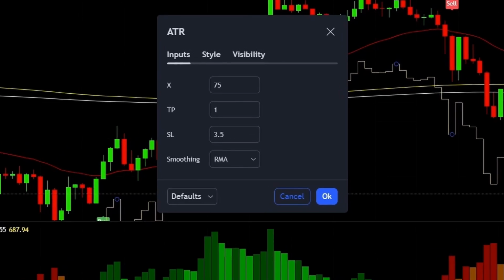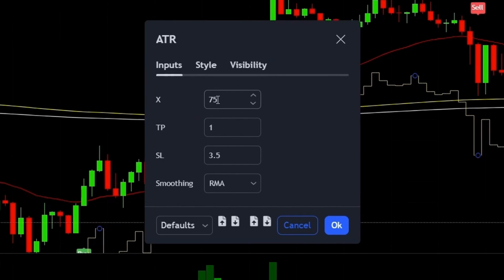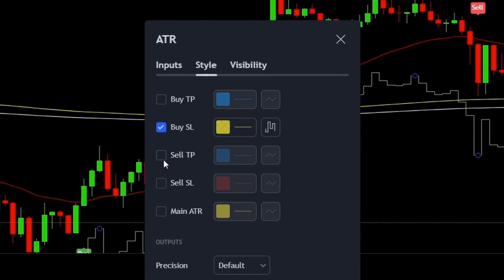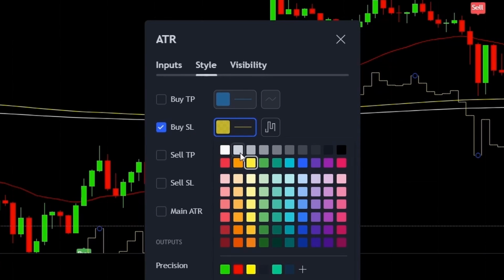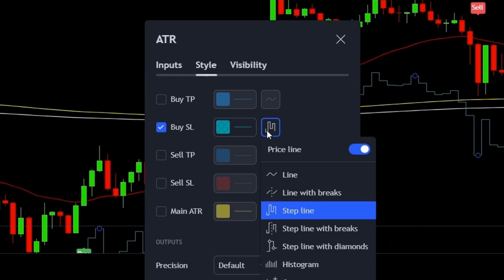And finally, our stop loss indicator, the NNFX ATR. I changed the X value, which is the ATR length, to 75, and the SL value, which is the stop loss distance or ATR multiplier, to 3.5. In the style section, I unticked every box except the buy SL, which means long stop losses. I also changed this color to yellow, but as we already have a yellow line on the chart, let's choose for example blue. Besides that, I changed the line style to step line. This way it's easier to see where to exactly put the stop losses.